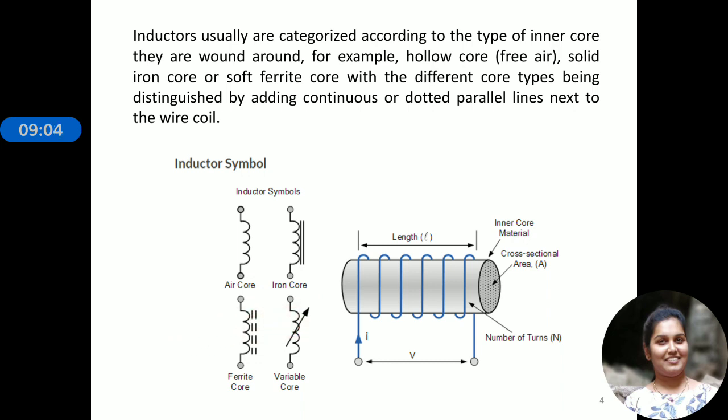So these are the basic symbols of inductors: air core, iron core, ferrite core and variable core. What I am trying to say is that inductors are generally categorized according to the type of inner core. This is the basic classification. Based on the inner core, they can be air core, iron core or soft ferrite core, with the different core types distinguished by adding continuous or dotted lines next to the wire coil, which I have shown you just now.